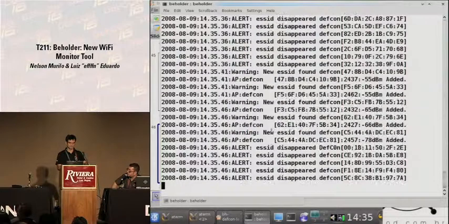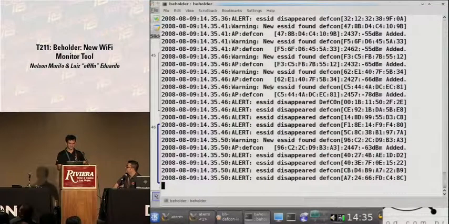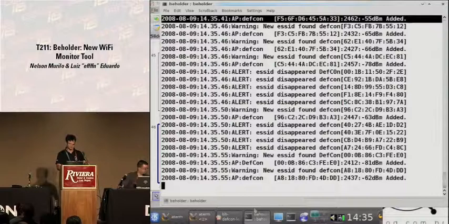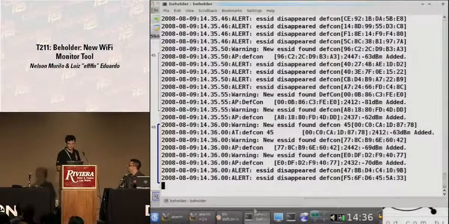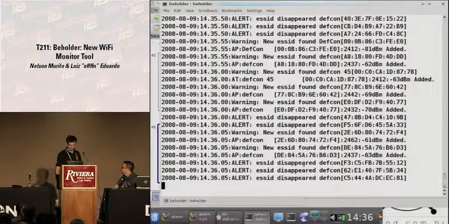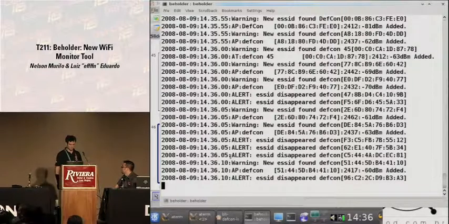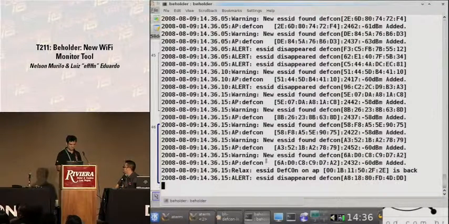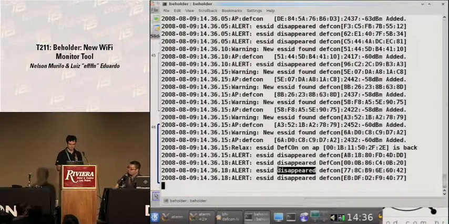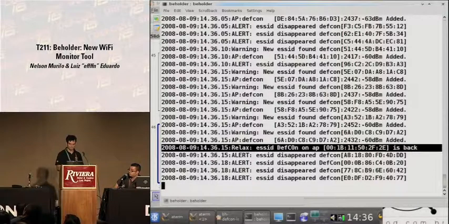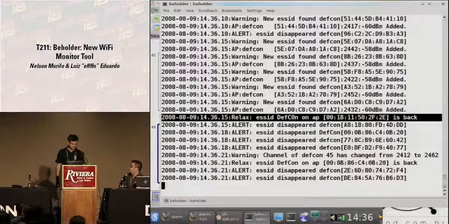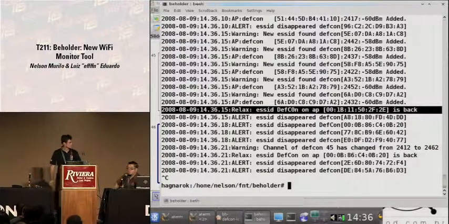Somebody's DOSing the wireless network. That's awesome. Love DefCon. Is my jammer on? No. There we go. See? So it says, relax, your AP is back, so go back to bed or something like that. So that's what we had for the demo, right?